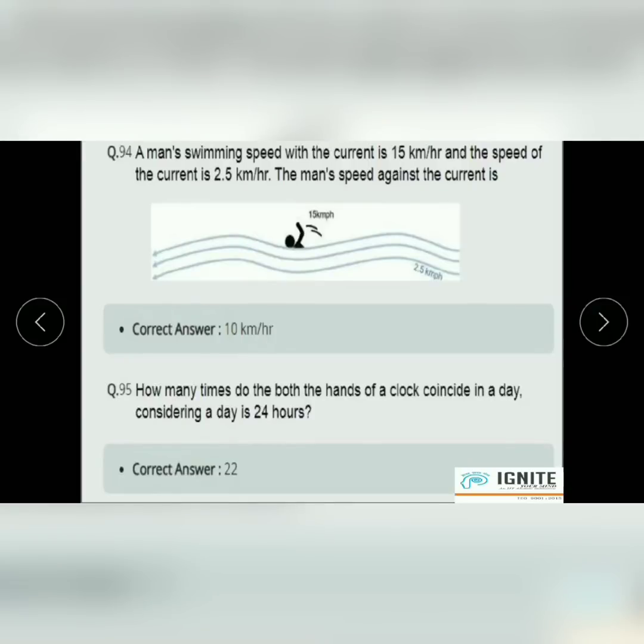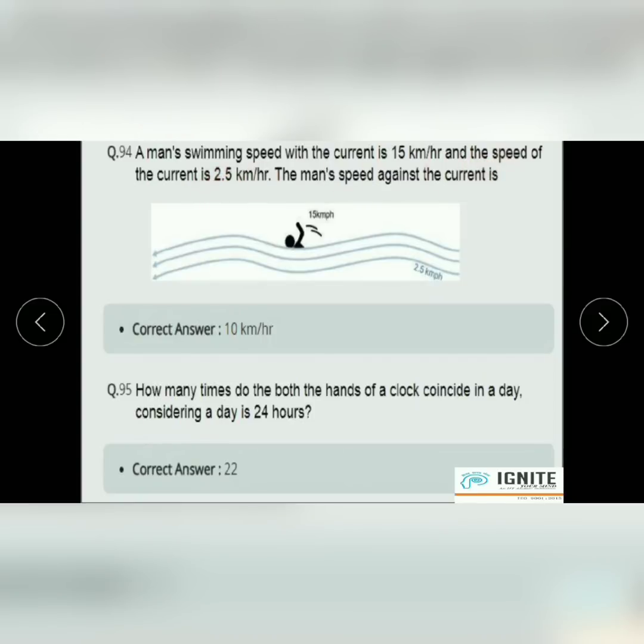Okay, next question. A man's swimming speed with the current is 15 km per hour and the speed of the current is 2.5 km per hour. The man's speed against the current is. Here, given a man's swimming speed with the current, let the speed of the man be x and the speed of the current, meaning the speed of the stream, be y km per hour. Then the man's swimming speed with the current is x plus y. X plus y is given as 15, but the speed of the stream y is given as 2.5.